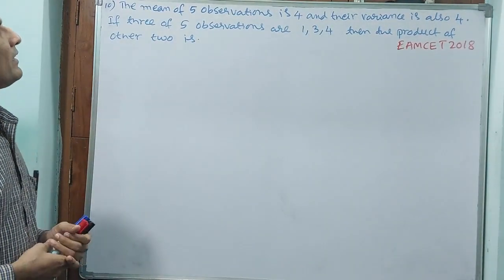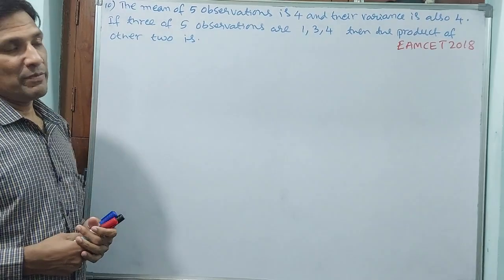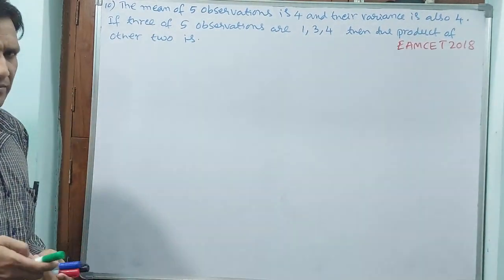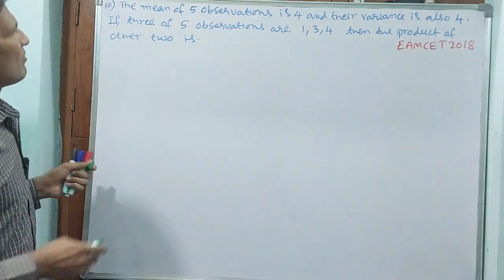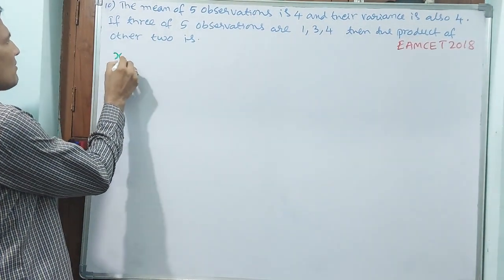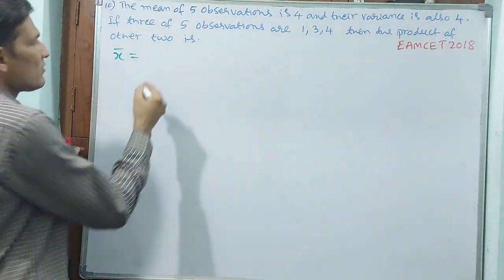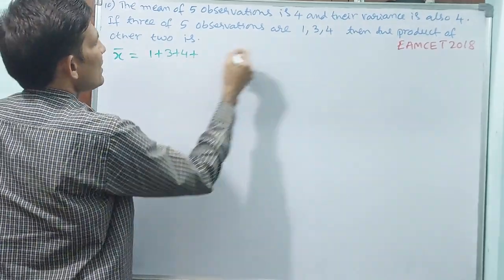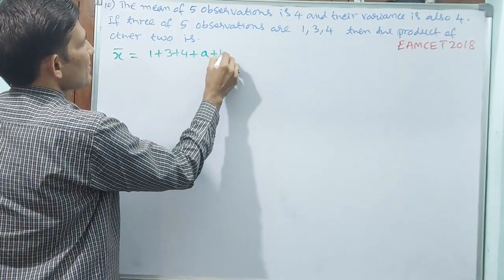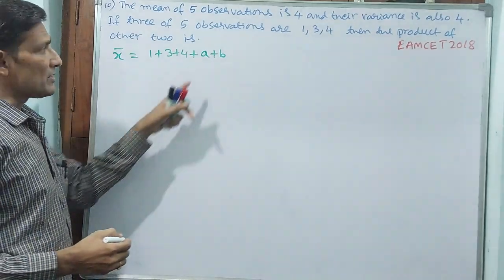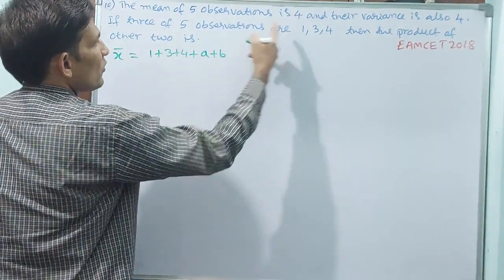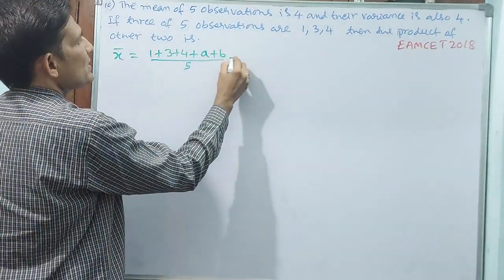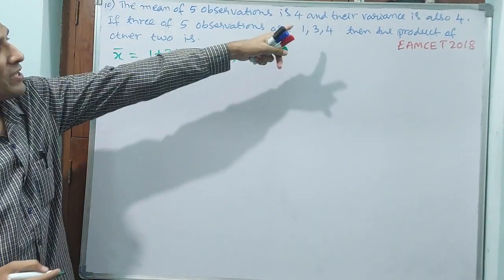Then the product of the other 2. That means the remaining 2 are there, and they are asking for the product. Let us take a, b. See what I am writing first. Mean x bar is equal to 1 plus 3 plus 4, this is already given, plus a plus b. Shall I take a plus b? Why? Because these two we don't know. Only 3 we know among 5. Divided by 5, implies 4, they have given this mean.